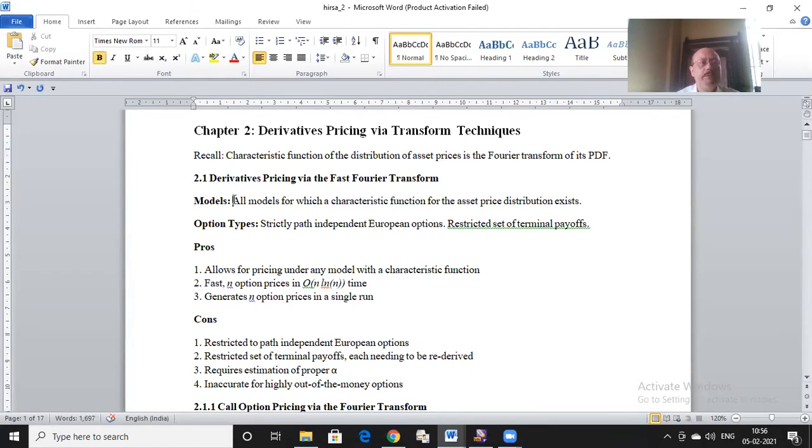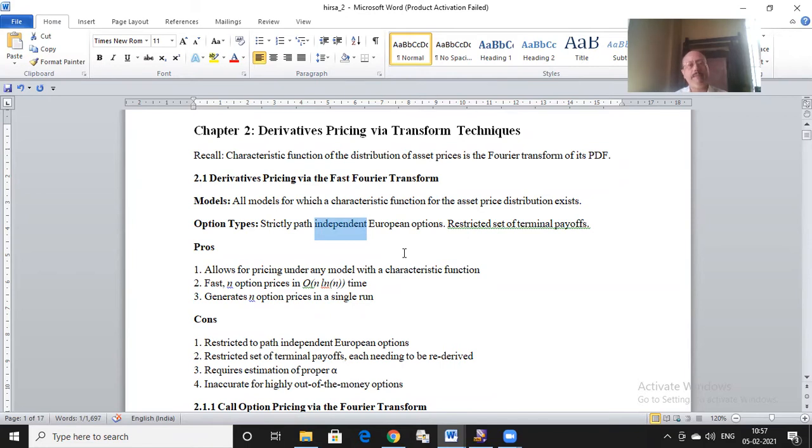So what is the set of admissible models? So the models I can handle here is all models for which a characteristic function for the asset price distribution exists. So I do know the characteristic function. What kind of contracts can I handle? I can handle all option types which are strictly path independent. So this is crucial. So we need European type path independent options, and the set of terminal payoffs also has to be restricted. It cannot be very complicated. If it becomes very complicated, then using transform techniques might be inadmissible.